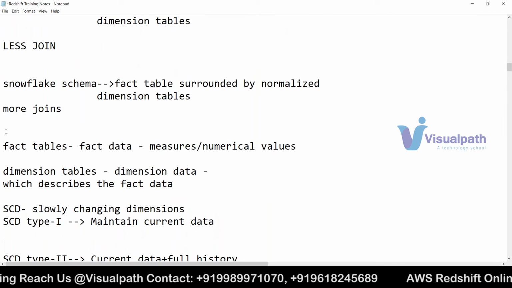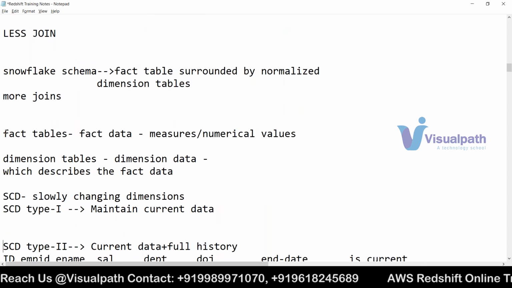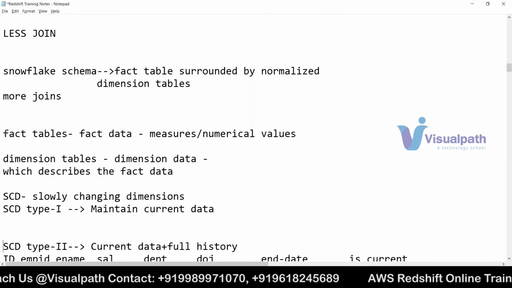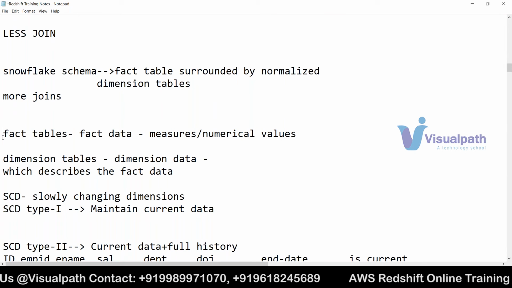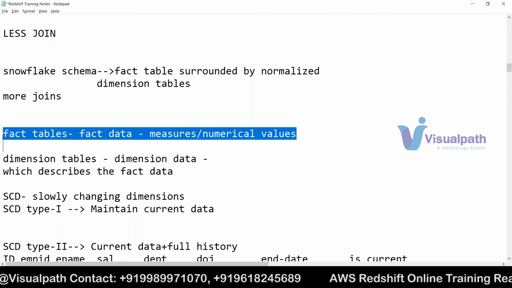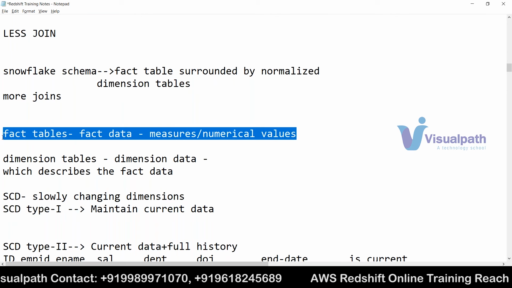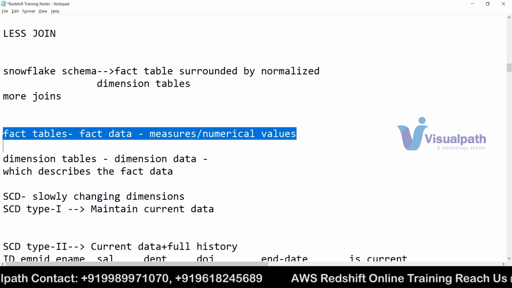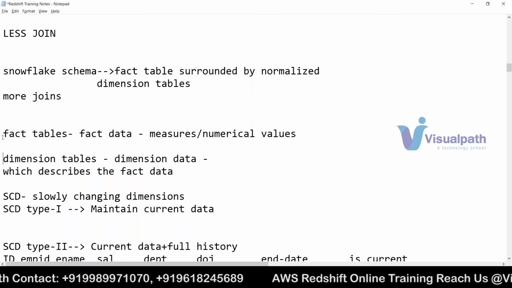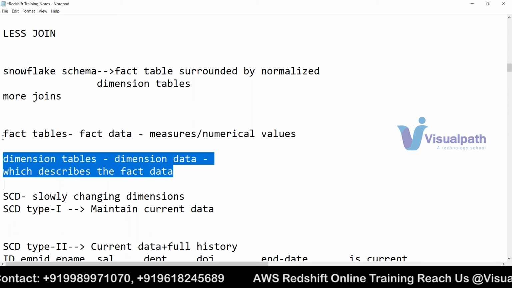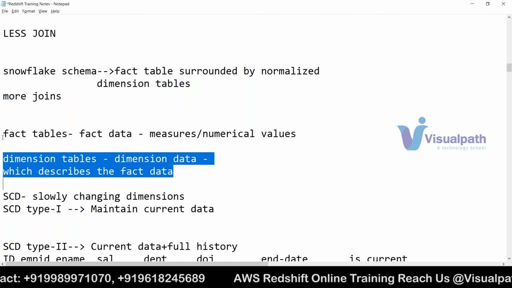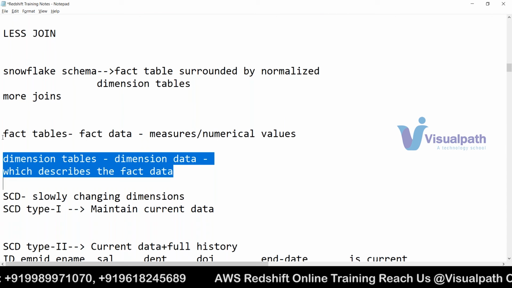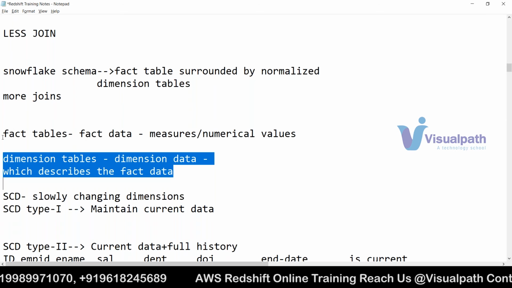Okay, cool. So now you know what is a fact table and what is a dimension table. A fact table will have only fact data, meaning a table which has measures or numerical values. And a dimension table will have the description of the fact table, that means all the descriptive data which describes the values present in the fact table.